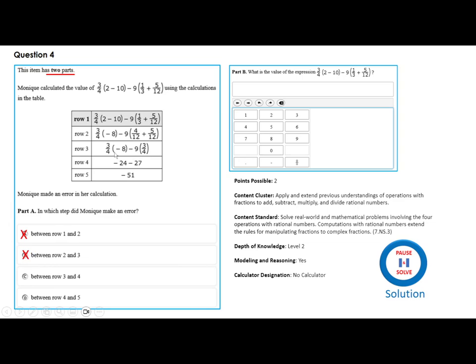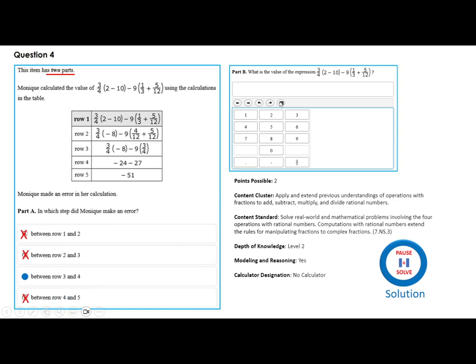Now let's see between row 3 and row 4. Negative 24 should be divided by 4, and this should be negative 27 divided by 4. That's where the error is. So this is the good answer. The error was between row 3 and 4. Between 4 and 5, there's no error.